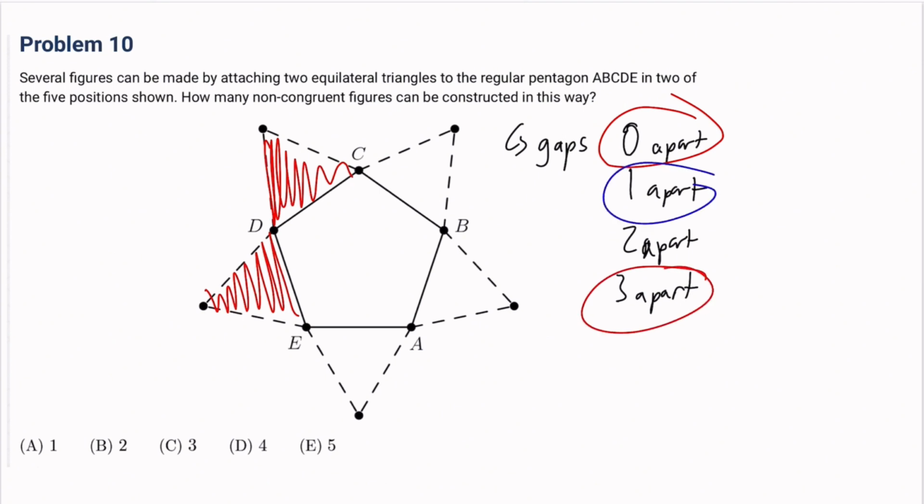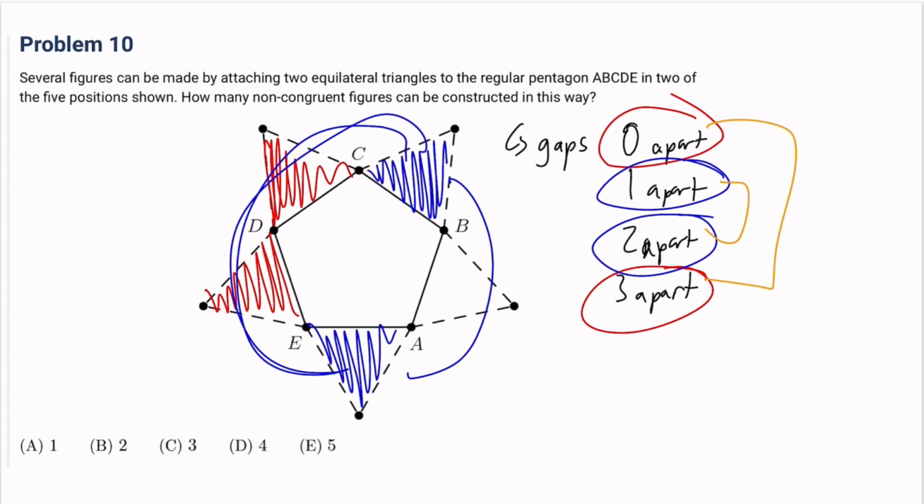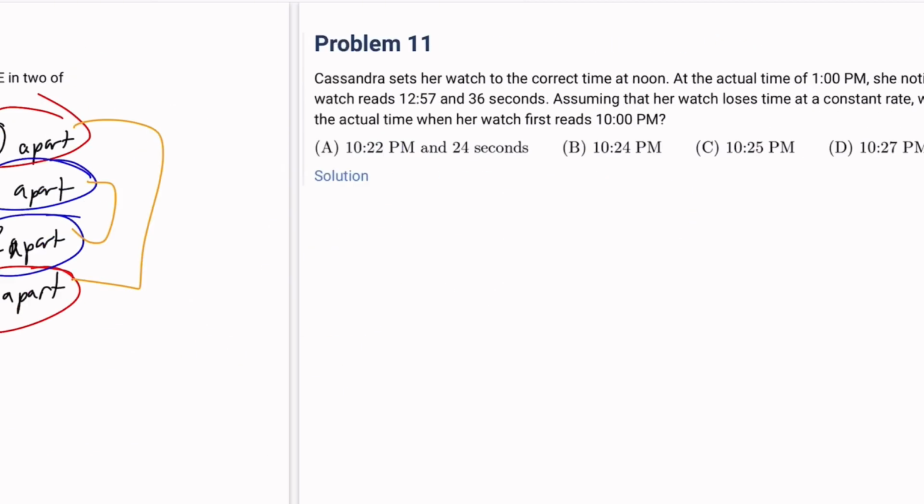And for 1 apart, we would have this thing, and we would have 1 apart, so to make it this thing, right? So that is 1 apart. But then if you see here, that's also 2 apart, right? So this is the same thing. So we have 2 congruent figures, so we have 2. The answer is B.